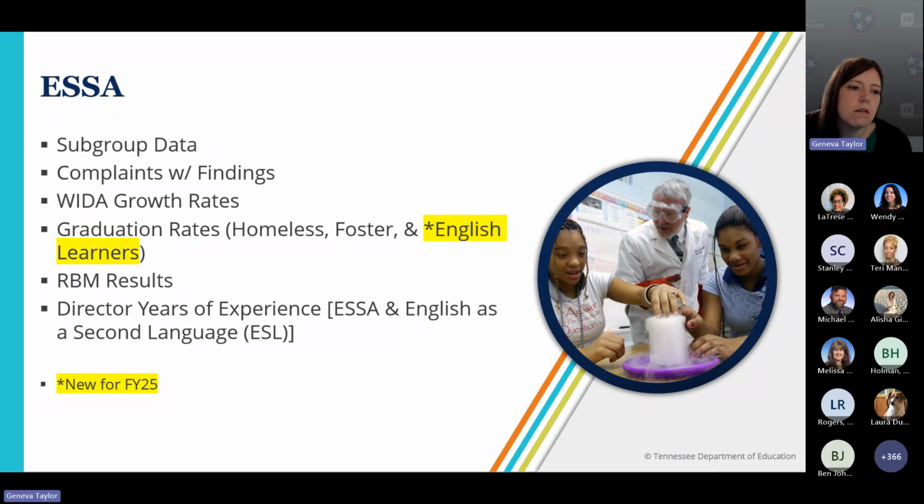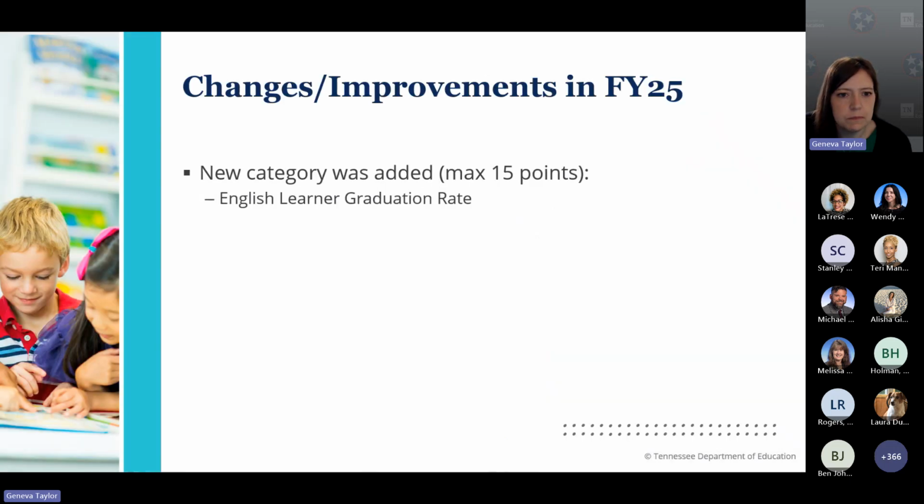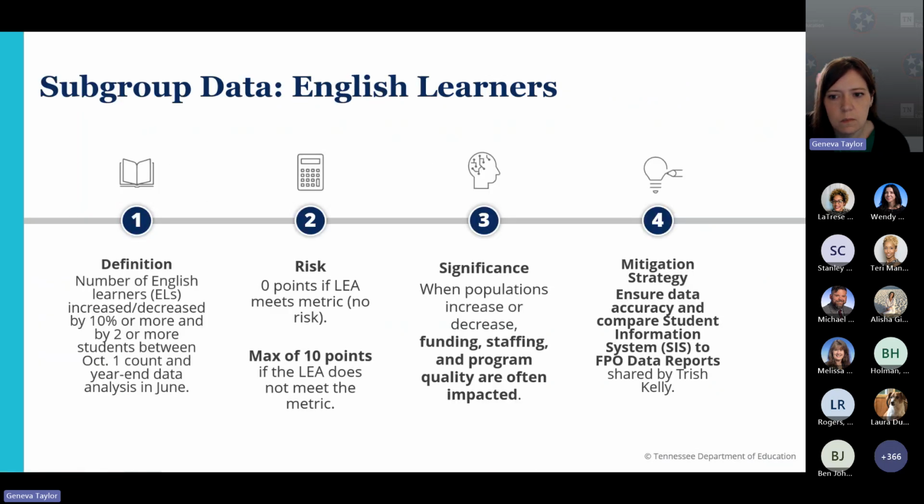So you can see here highlighted, we've added English learner grad rates as a risk component for LEAs that have data that we can use for that. And it follows the same grad rate rules as our other grad rate risk analysis areas.